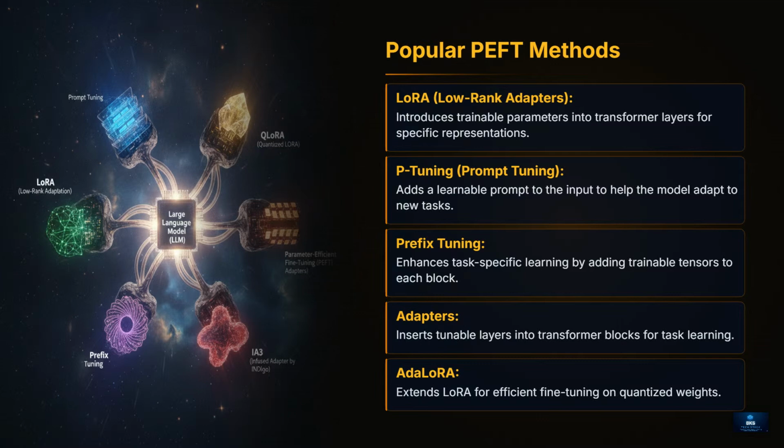There are several popular techniques within PEFT. LoRA, or low-rank adapters, injects trainable parameters into the model's layers. P-tuning, as the name suggests, focuses on learning a special prompt to guide the model. Prefix tuning adds trainable tensors to specific parts of the model's architecture. Adapters insert new, tunable layers, and AdaLoRA is an extension of LoRA that works efficiently with quantized models. Each method offers a different way to achieve parameter-efficient fine-tuning.